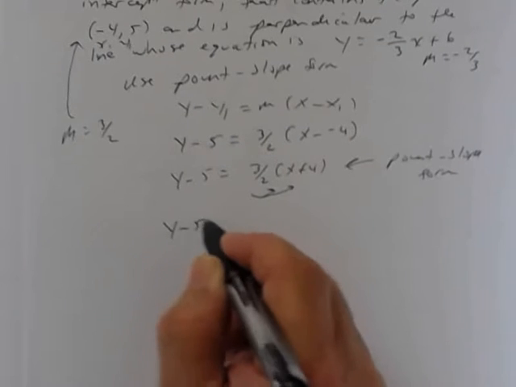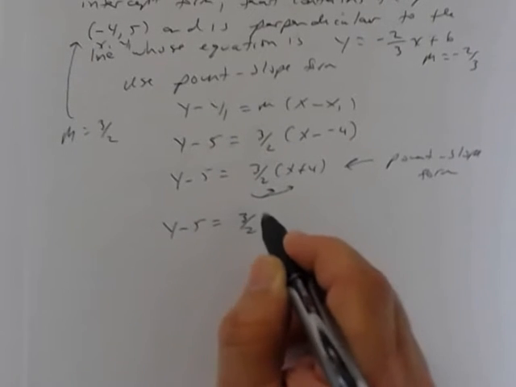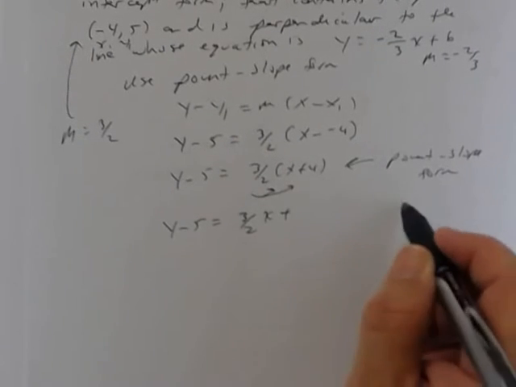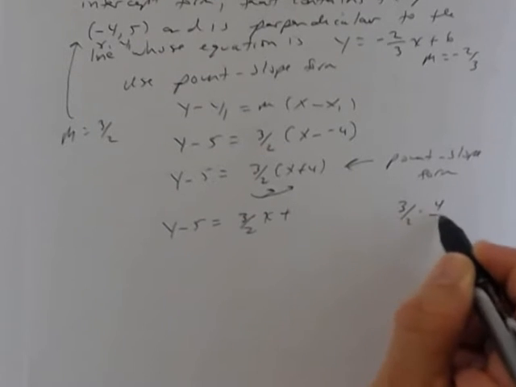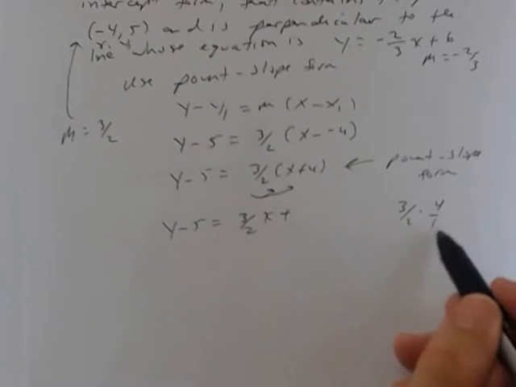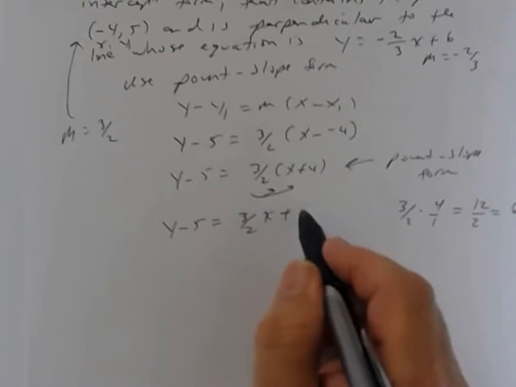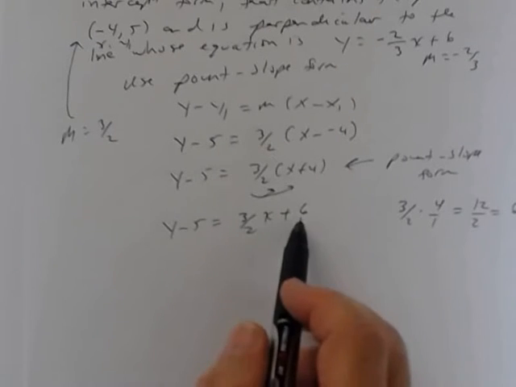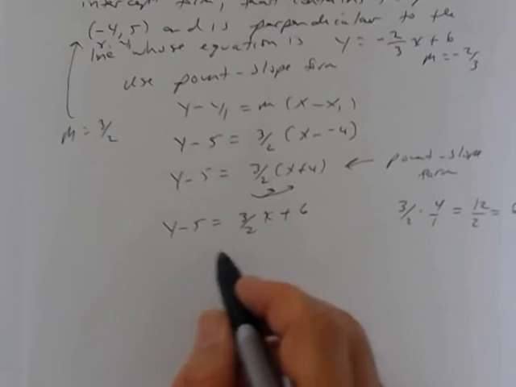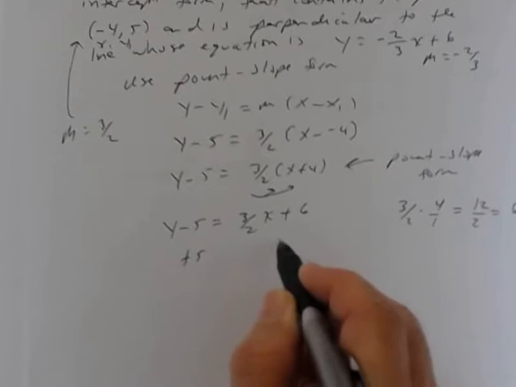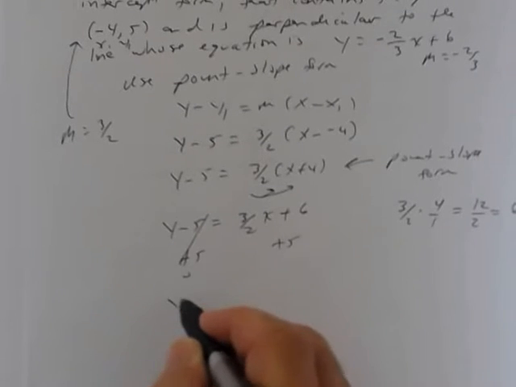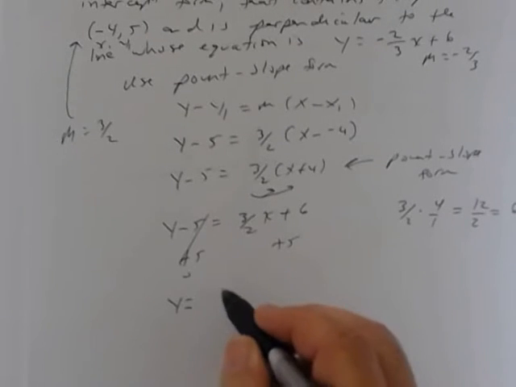So y minus 5 equals 3/2 x plus, all right, what's 3/2 times 4 over 1? 12 over 2, which is just what? 6. It's just 6. So that's just 6 right here. Now what's the last step? Add 5 to both sides. And what's my answer to slope-intercept form?